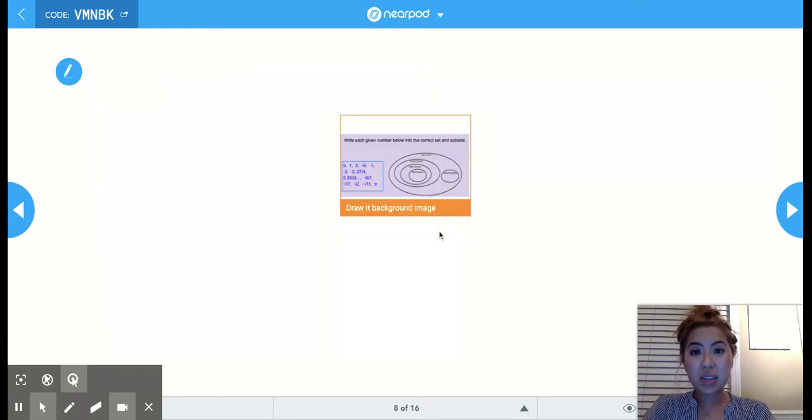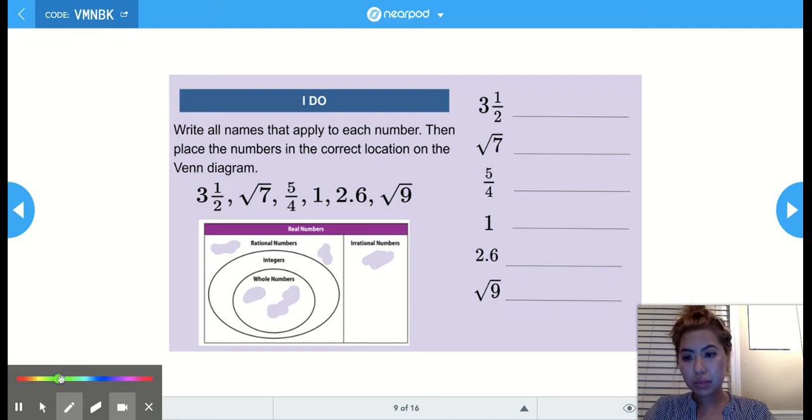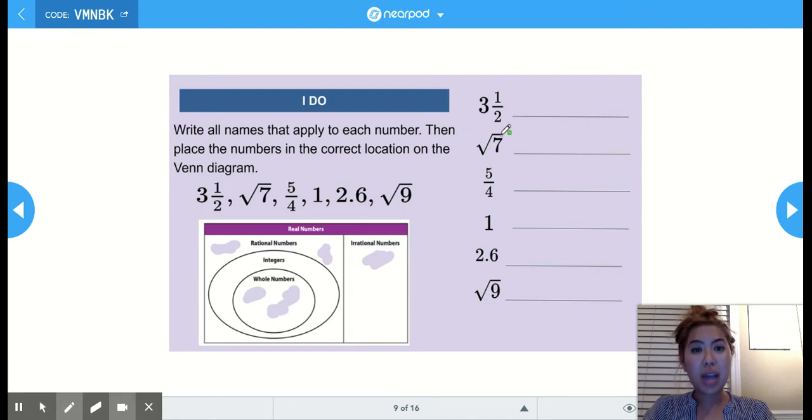This next activity is a you do. So it's a similar activity with just different numbers. Then for this, write all names that apply to each number. Then place the numbers in the correct location on the Venn diagram. So we have 3.5. 3.5 is a mixed number, which is a type of fraction. So that's going to be a rational number and a real number.